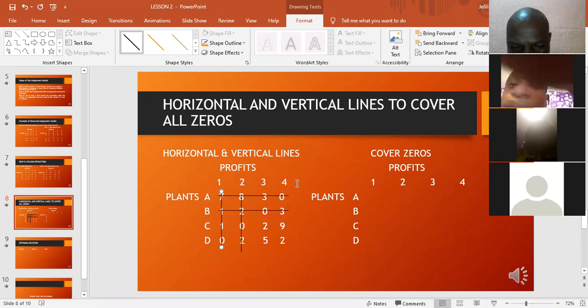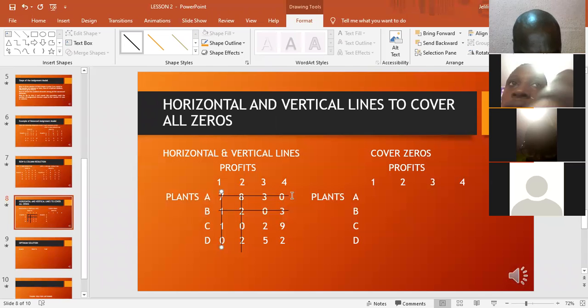So let's continue. In each row now, we need a zero that we need to box. We need one zero to cover the zero now. You have already put the lines. We have 4 lines, 4 zeros, 4 columns, and 4 rows.